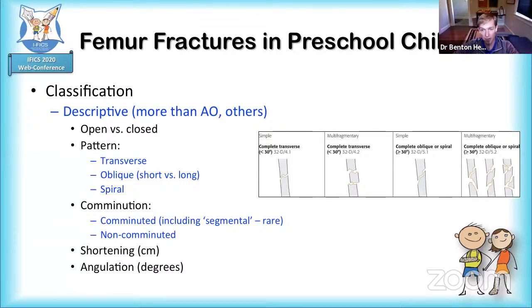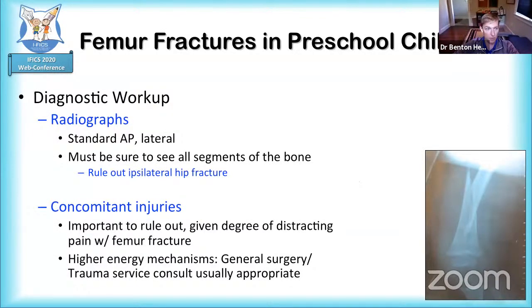The pattern of the fracture is a transverse, oblique, or spiral, short oblique, long oblique. Is there comminution? Segmental fractures are rare and associated with higher energy injuries. And is there shortening? And what is the shortening in centimeters? And what is the angulation in various planes in degrees? Of course, rotational malalignment is also important.